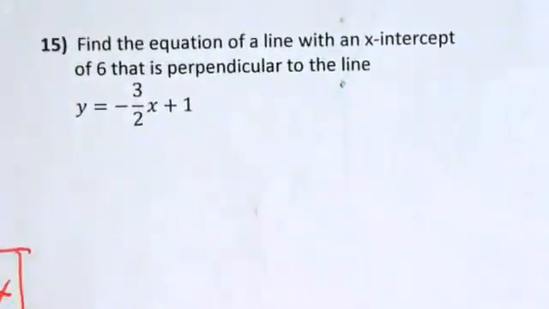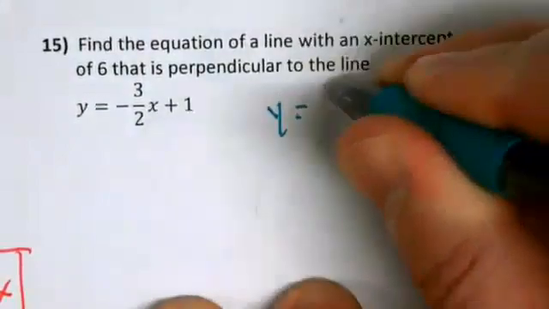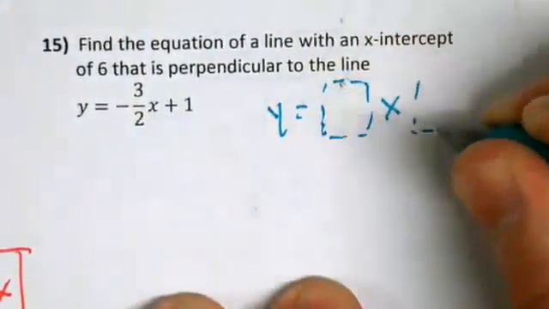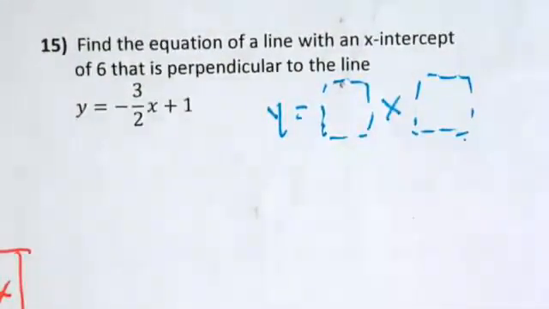Last one here. All right, we need to write an equation. Y equals something, blank x plus something. This is going to be our new equation. What's the easy part of this one? There's one part of this that's relatively simple. The slope or the y-intercept.